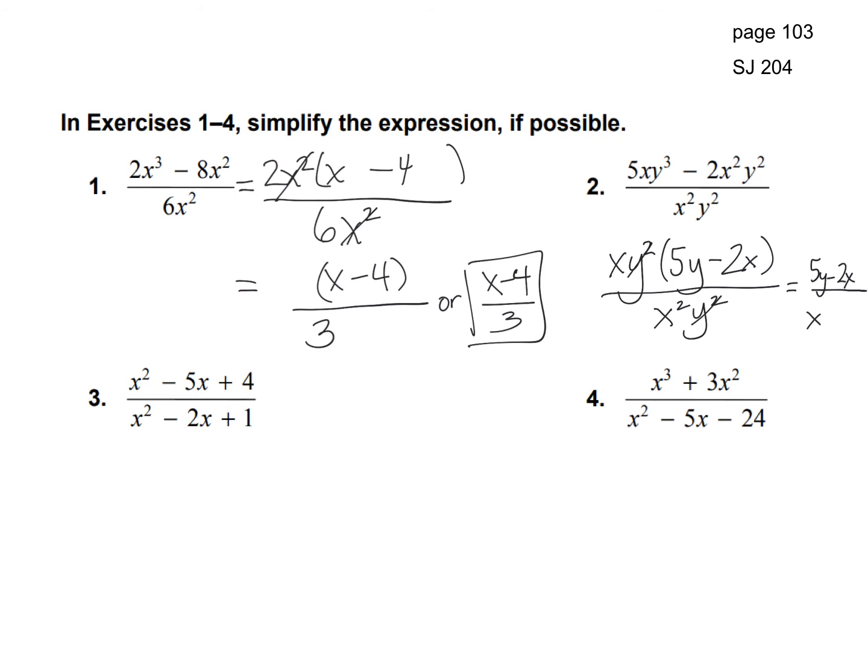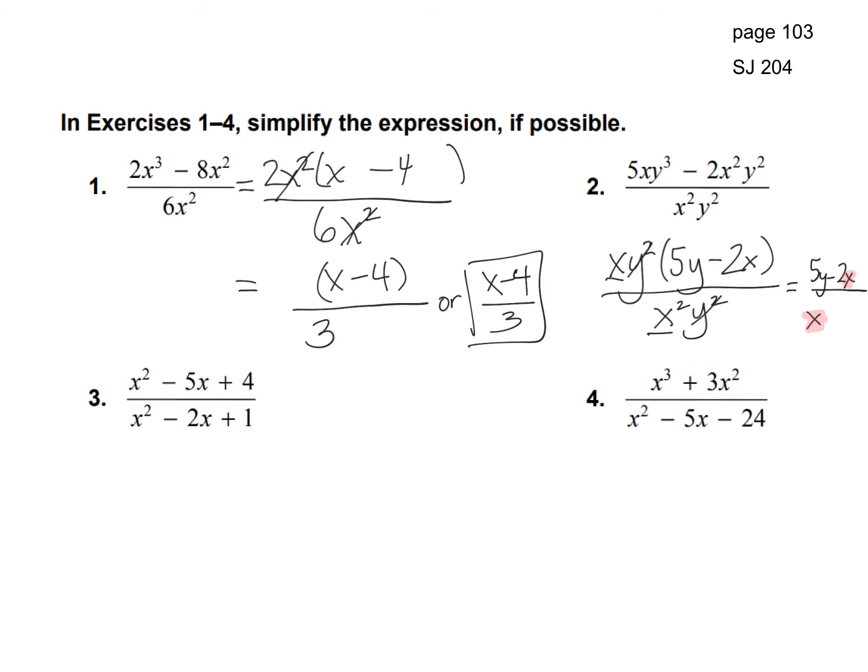The only reason why I can cancel those y squareds is because they're both in a monomial. I can reduce the x and the x squared, and then I can cancel the y squared and the y squared because they're both monomials. And please notice that I cannot reduce away, let me highlight, this x with this x. The bottom x is a monomial, and the top x is in a binomial, and you cannot reduce those away.